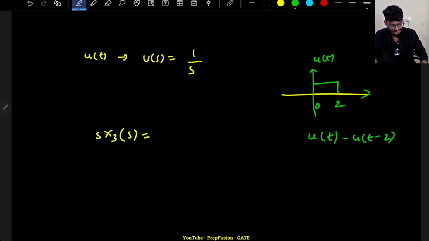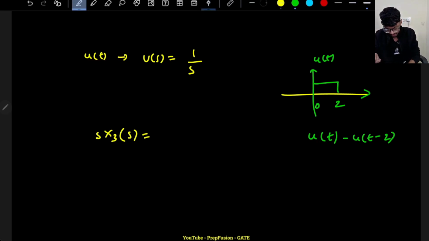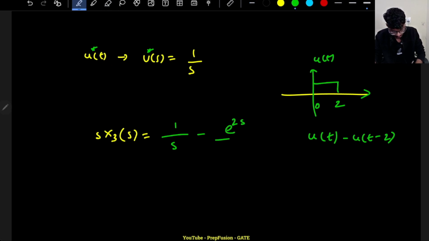I hope you have studied this in signals and systems. So this is your input. I know you are getting confused with this u of t and the input, so don't get confused. This is the input, and this u of t is just the notation for unit step. Now if I write here, what will be the Laplace transform of this? It will be 1 by s minus e raised to power minus 2s divided by s. This is what you can write.